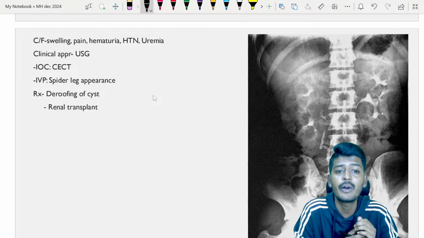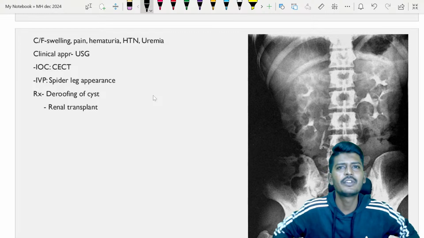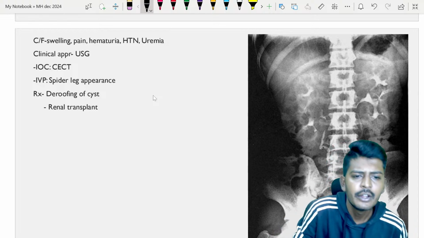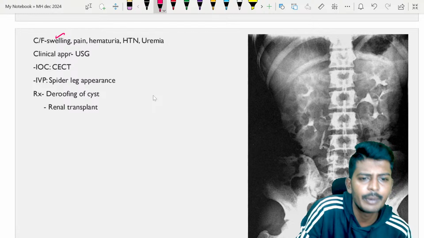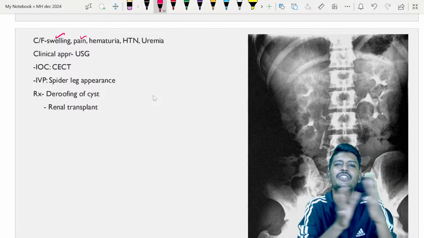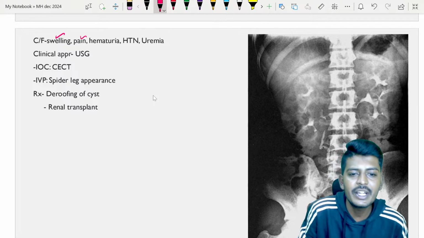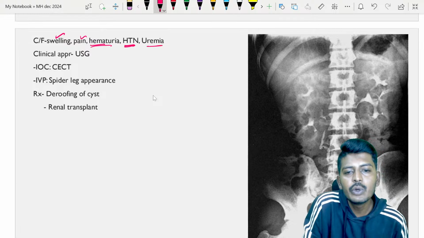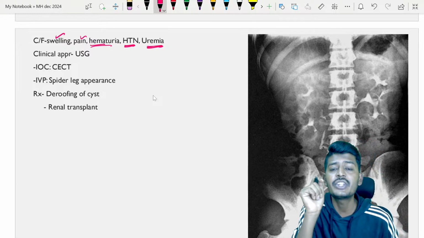So what is a cyst? A cyst is a cavity filled with fluid. So the patient will have multiple cysts present all over the kidney. So there will be swelling. Patient can have pain due to pressure on the other organs, possible. The patient can have hematuria, hypertension and uremia. Uremia will not be present initially.